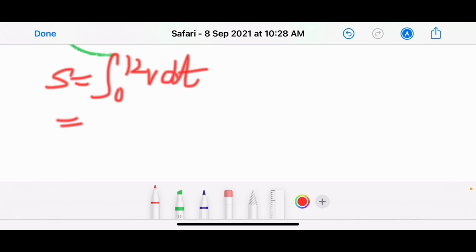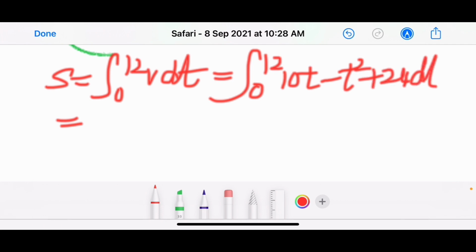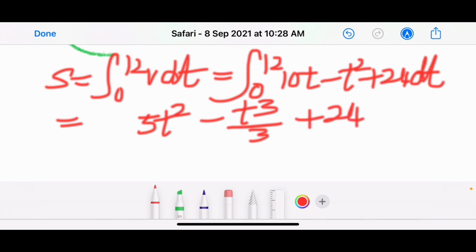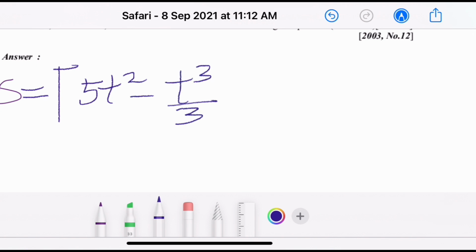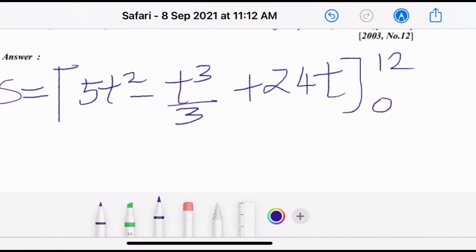So the last step is we need to find the distance. From 0 to 12, we need to integrate the velocity to get the displacement. So let's integrate now. 10t squared over 2, you get 5t squared, minus t cubed over 3, plus 24t. Then we will substitute the limits from 0 to 12. Always double check the integration. So s, the displacement, is 5t squared minus t cubed over 3 plus 24t. Then the time is from 0 to 12.